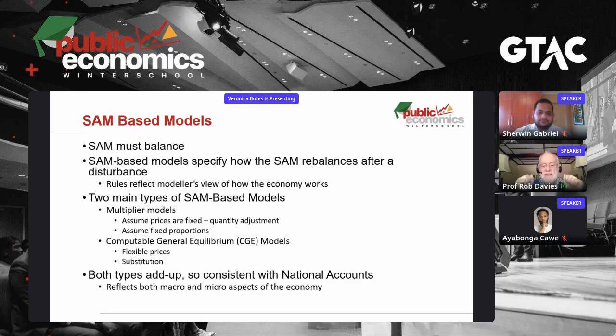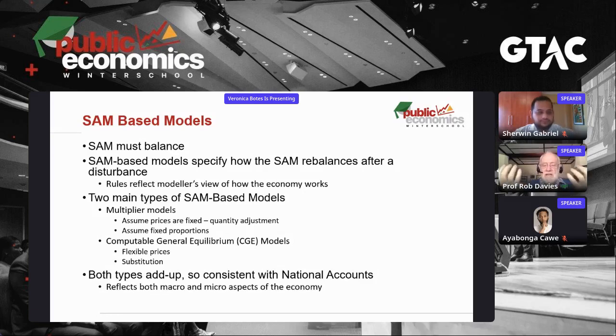And multiplier models, they assume that prices are fixed and that the economy operates proportionally. If a particular production process is spending 20% of its costs on electricity, we assume that 20% is a fixed proportion, and so if it doubles its output, its use of electricity is going to go up. It's a very simplifying assumption, and there's discussion around it, and we've got some ways of varying them a little bit within SAM multipliers.